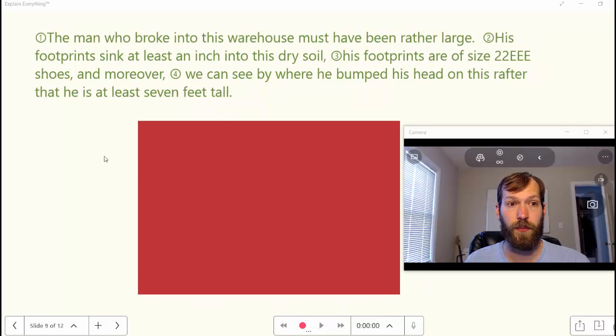Here's another argument. It says the man who broke into this warehouse must have been rather large. His footprints sink at least an inch into this dry soil. His footprints are of size 22 EEE, and moreover, we can see by where he bumped his head on this rafter that he is at least 7 feet tall. So go ahead and pause and try diagramming this the way that you think that it should be diagrammed.